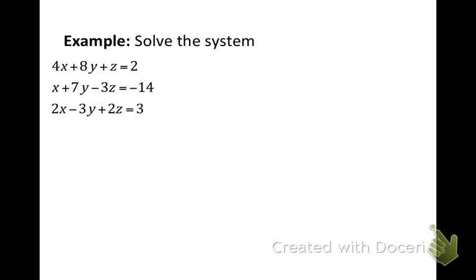All right, so let's just go ahead and start solving. So here's our first system. Take a moment to write it down. We've got 4x plus 8y plus z equals 2. Second equation, x plus 7y minus 3z equals negative 14. Third, 2x minus 3y plus 2z equals 3.